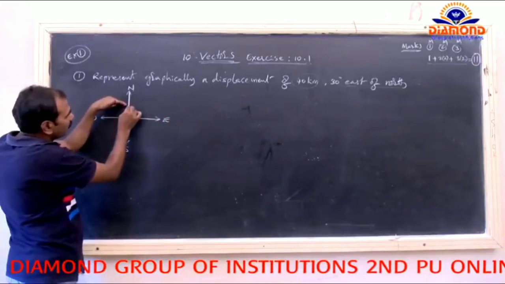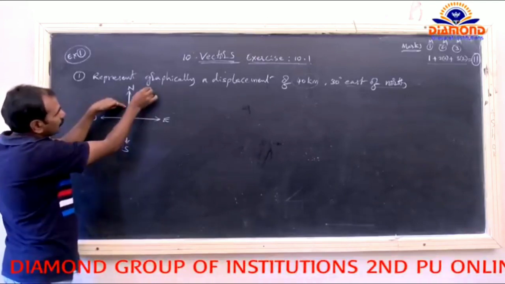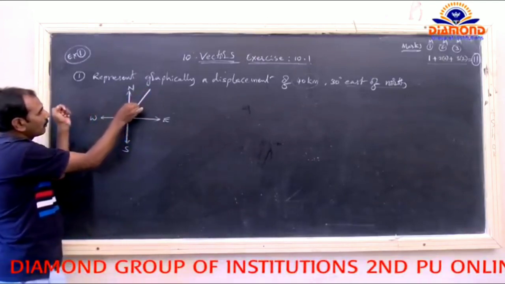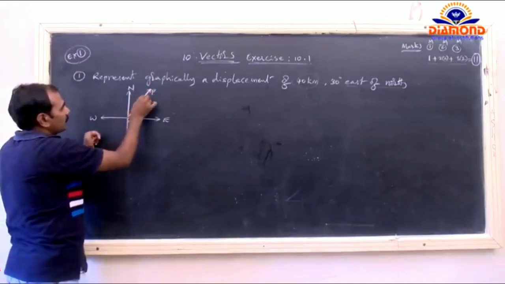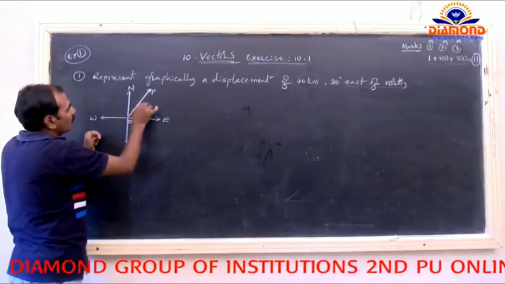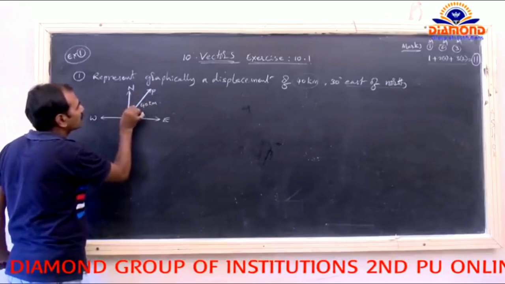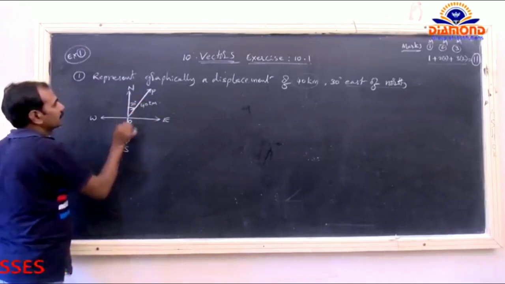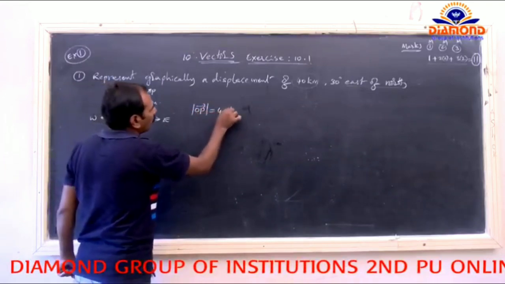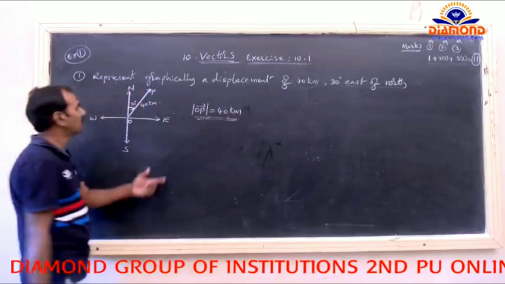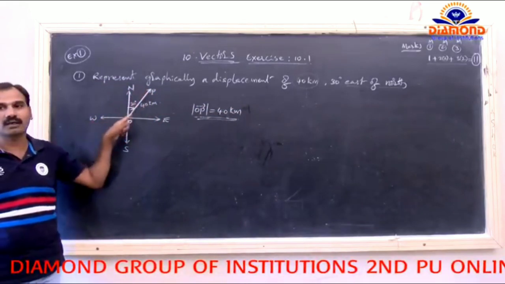East of north means we measure from north to east. So like this form. This is O. This is P. This OP displacement is 40 kilometers. So this angle is 30 degrees. So OP magnitude equal to 40 kilometers. So this is the graphical representation of the displacement vector.